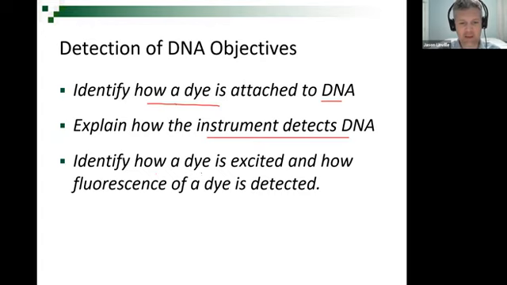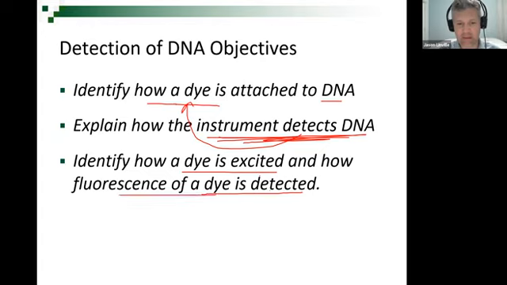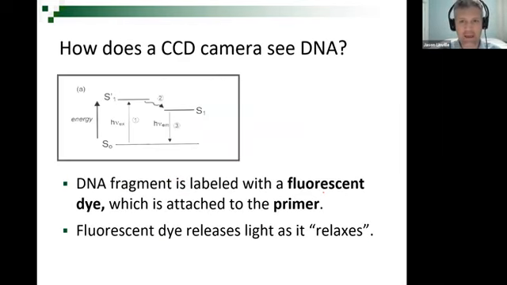Specifically, I want you to know that the dye is excited. It doesn't just fluoresce and glow; you have to zap it with a laser at the detection window. How does the instrument detect DNA? That's the overall concept: it detects DNA through a dye. And how the dye is detected is by a camera. All of these are pretty quick. Later we'll go over the problem with multiplexing, analyzing more than one locus at a time. So let's start with the detection.